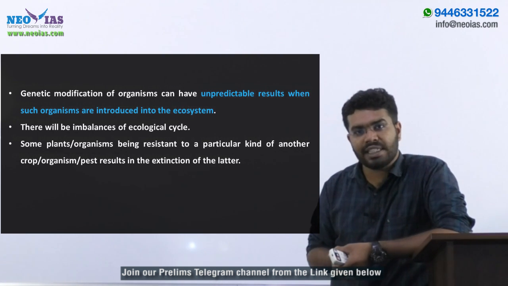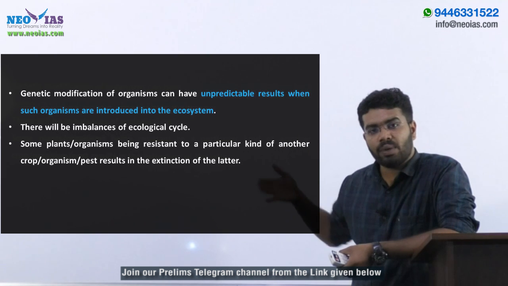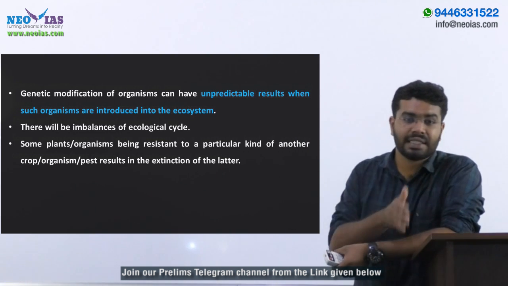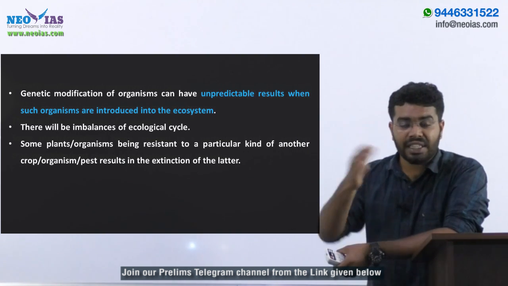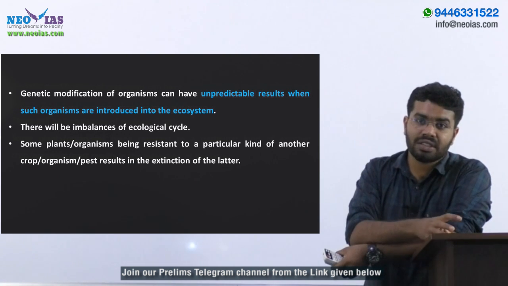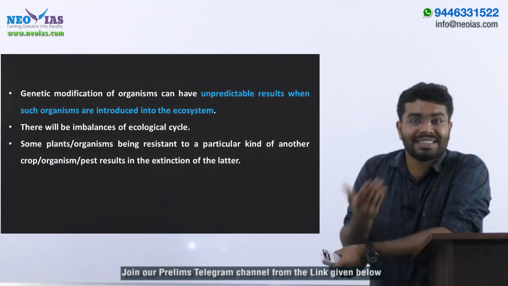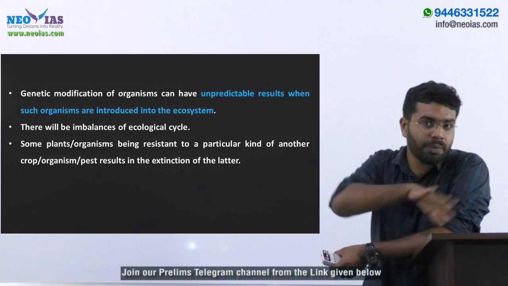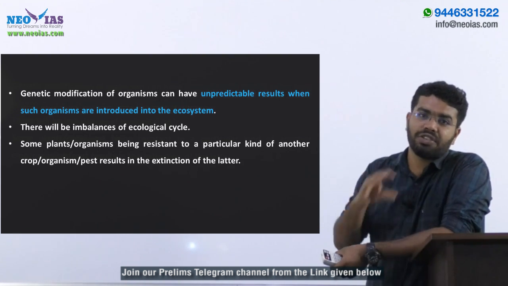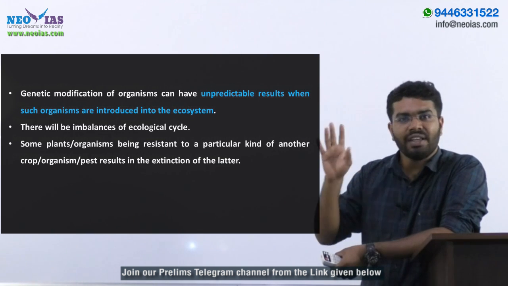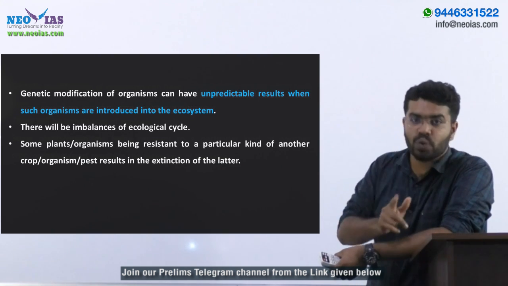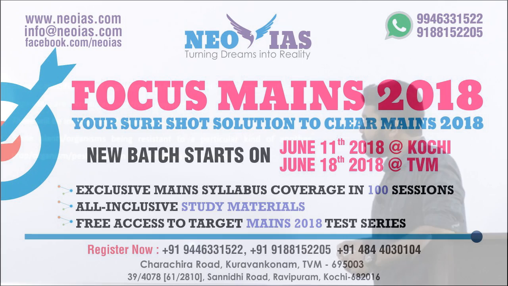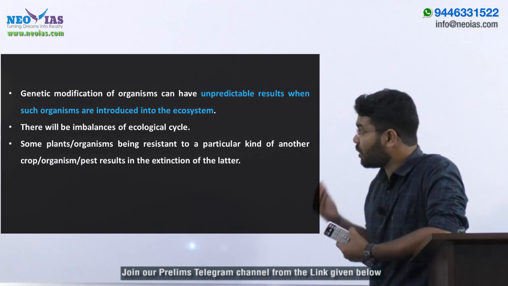If we plant this GM mustard, it will have adverse effects. It will have a multi-drug resistant kind of characteristic. Other weeds and pests will develop resistance to this GMO, so that the pests cannot be controlled. It will increase the population of pests or insects. Anyway, it will cause imbalance in the ecosystem. That is a true statement actually. Some plants or organisms being resistant to a particular crop or pest results in extinction of the latter. That is what the whole concept is about.